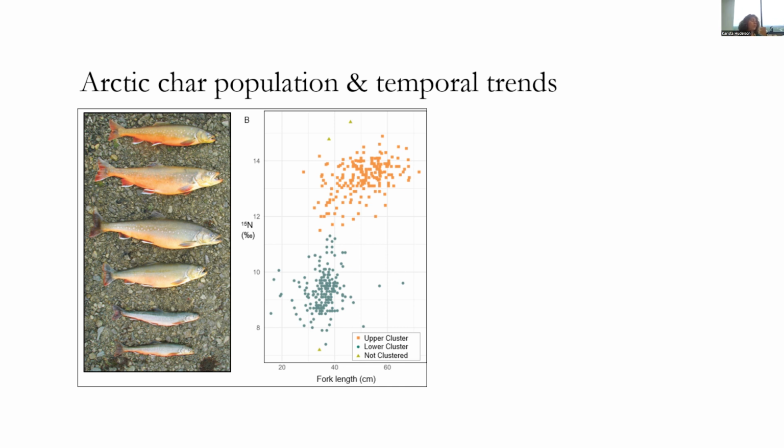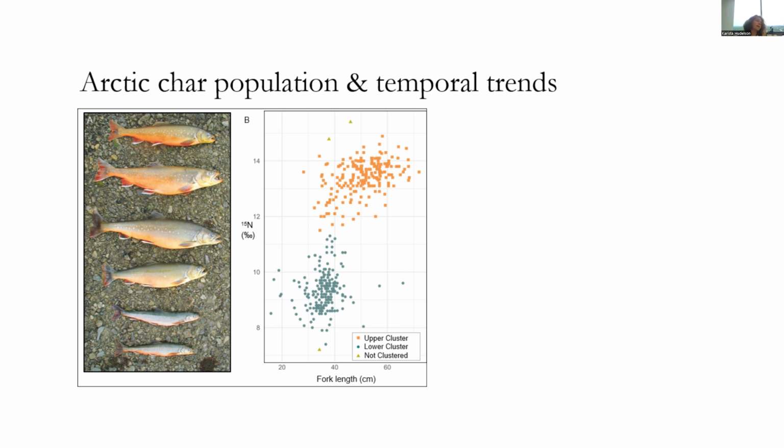So our first task with this data was to categorize which morph our char were falling into. So we used a clustering analysis on our delta 15N by fork length relationship for these fish. And we did find that they really cluster nicely into two clusters. So the upper cluster is that cannibalistic type, and the lower cluster is the insectivorous.